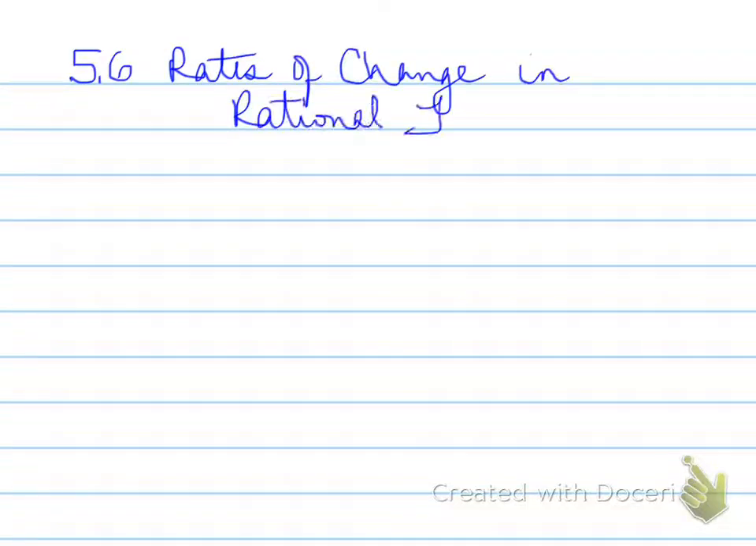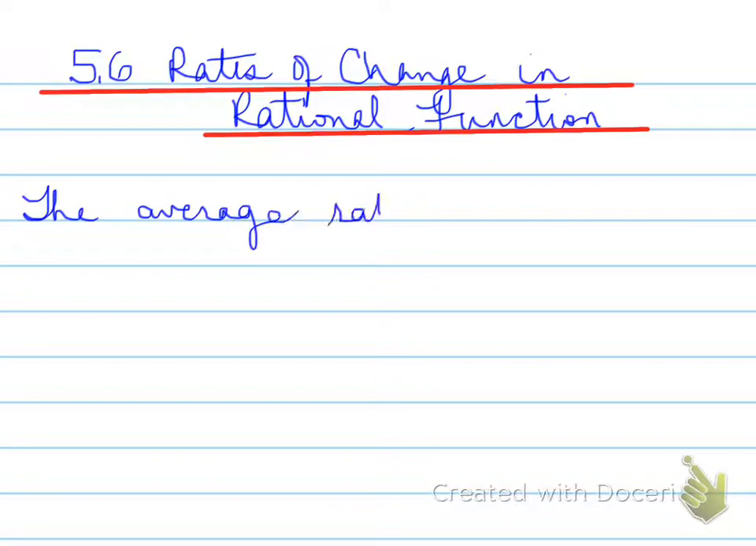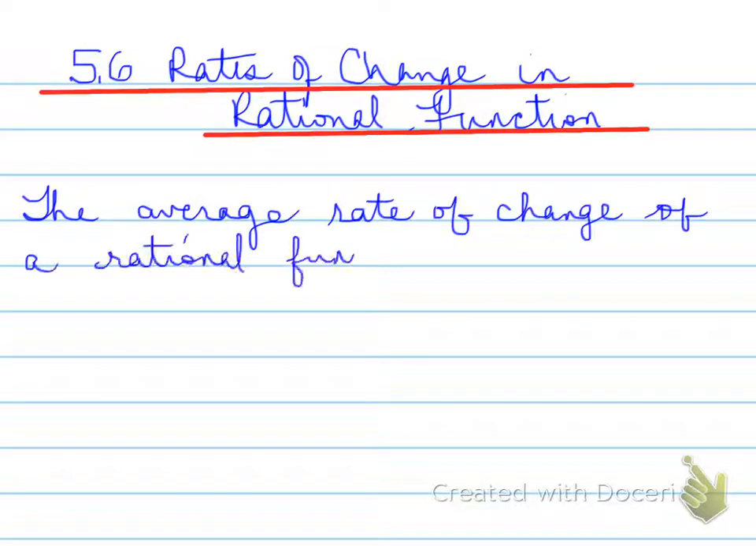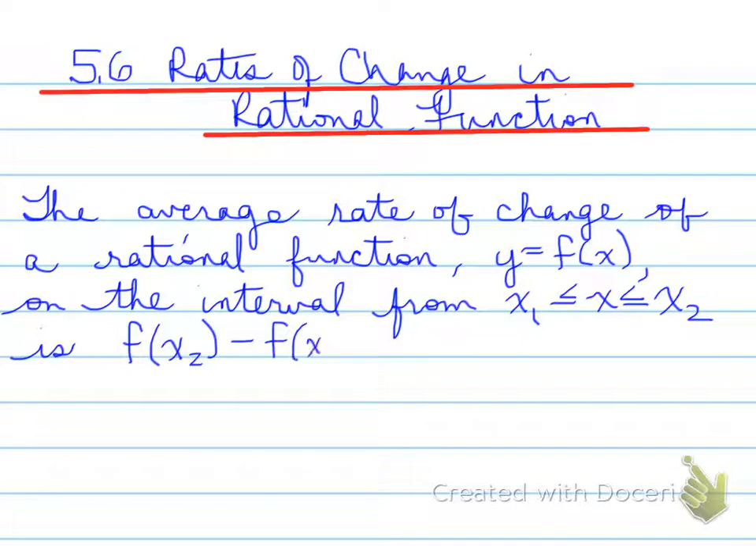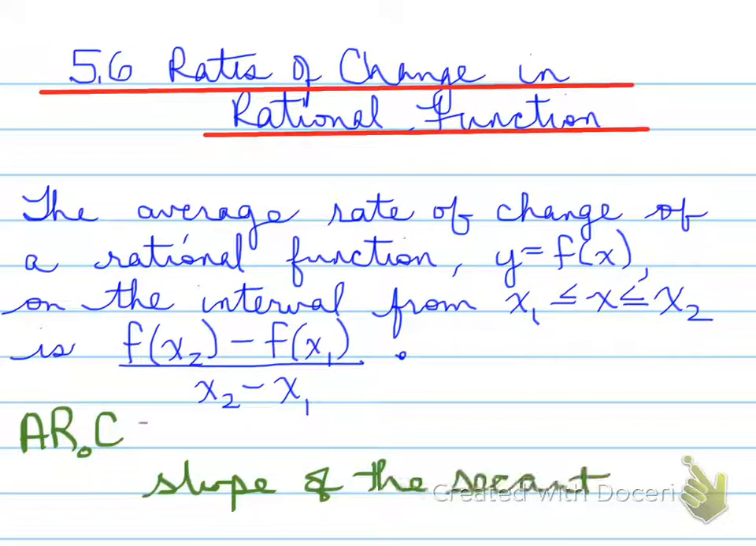All right, 5.6, rates of change in rational functions. The average rate of change of a rational function, y equals f of x, on the interval from x1 to x2 is the following: f of x2 minus f of x1 over x2 minus x1.